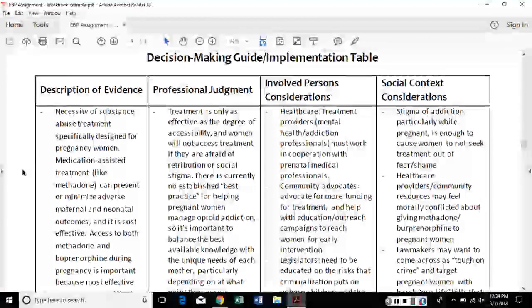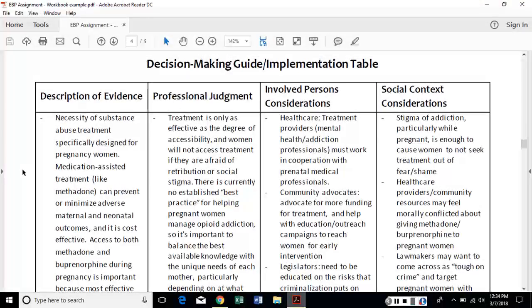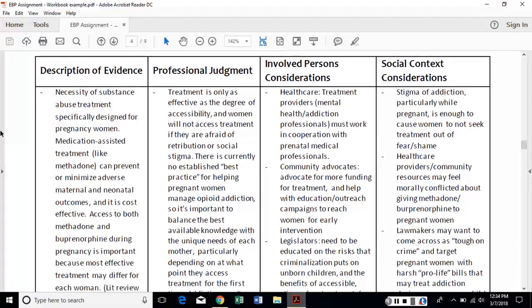Based on the 5 to 8 articles that I read, I'm going to have a better idea of how to address that question. So the first part of this decision-making guide / implementation table you'll need to complete is to describe the evidence that you found. Based on the 5 to 8 articles that you found, summarize that evidence.